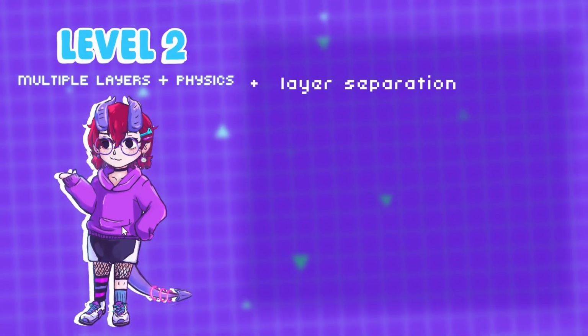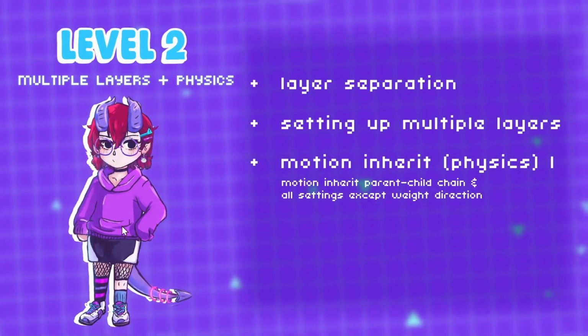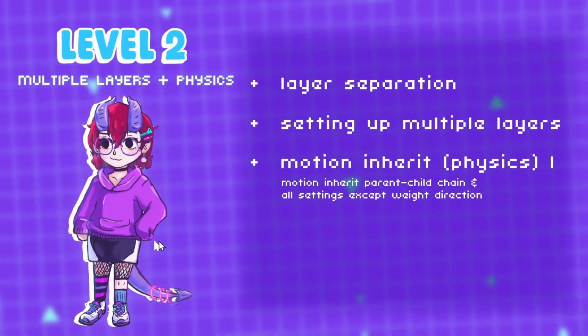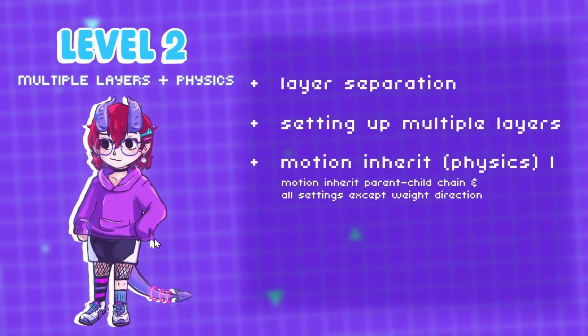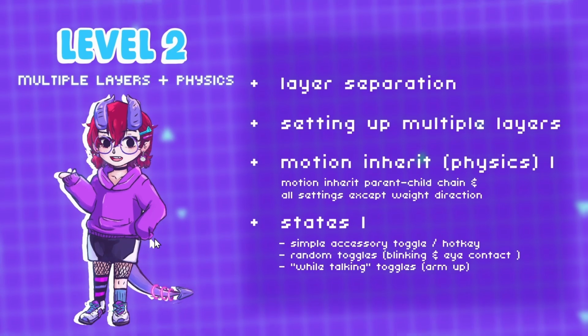Level 2 will cover layer separation, adding multiple layers, physics part 1, which is the motion inherit chain and all of the settings there besides weight direction, and states part 1, simple types of states.